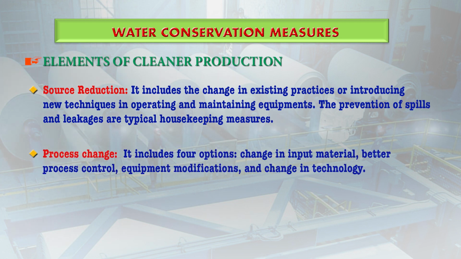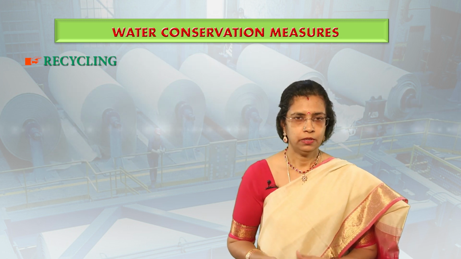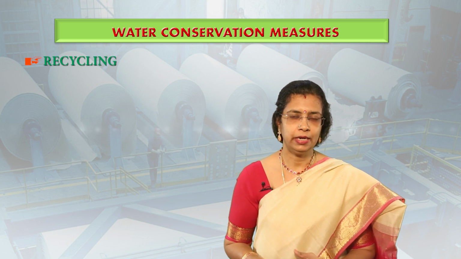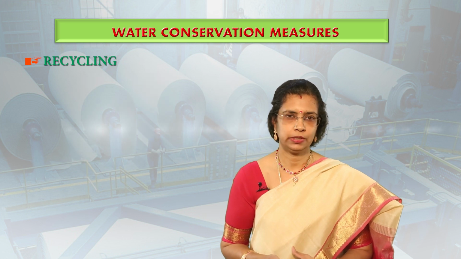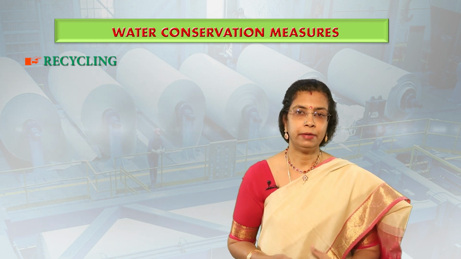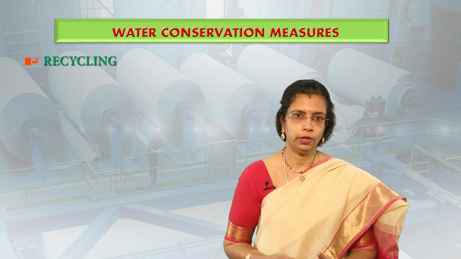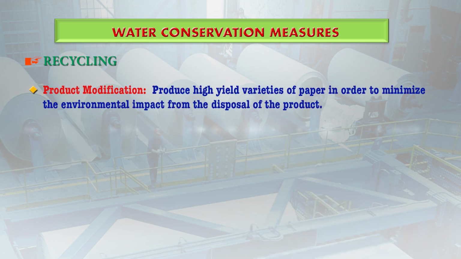Process change includes four options: a change in the input material, better process control, equipment modification and change in the technology. Recycling covers on-site recovery and reuse of the materials and energy which otherwise would be a waste. Recovered material can be better used in the same process or for other purposes. Product modification: they produce high yield varieties of paper in order to minimize the environmental impact from the disposal of the product.